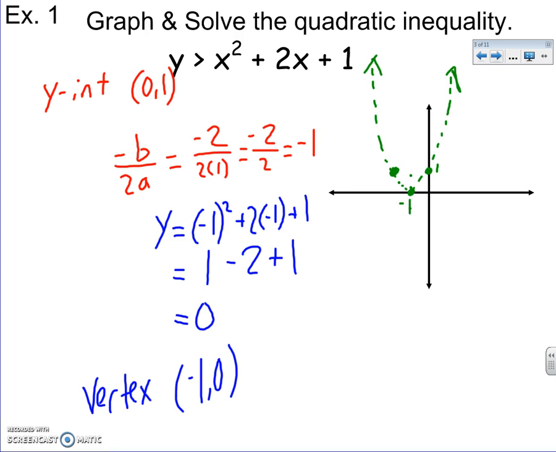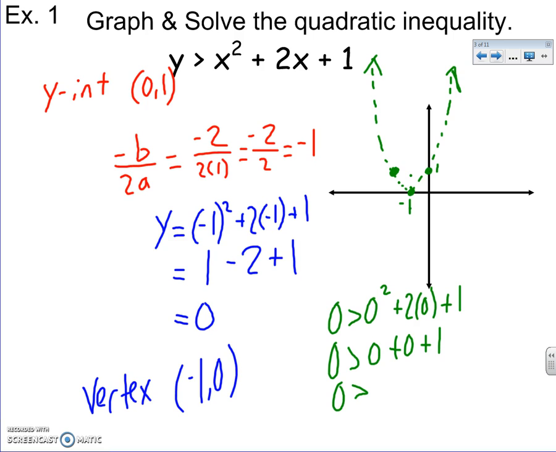Alright, now, after I finish graphing it, I need to do a test point. 0, 0 is the best one. As long as it's not going through 0, 0, we could use it. So I'm plugging in 0, 0 into the original problem, for y it's 0. So for x squared, 0 squared plus 2 times 0 plus 1. That's 0 plus 0 plus 1. 0 is bigger than 1. That is false. Since it's false, I shade an area without the test point, without 0, 0. So this time it's inside the U. And that's my answer. Anything inside that picture will make the inequality true.